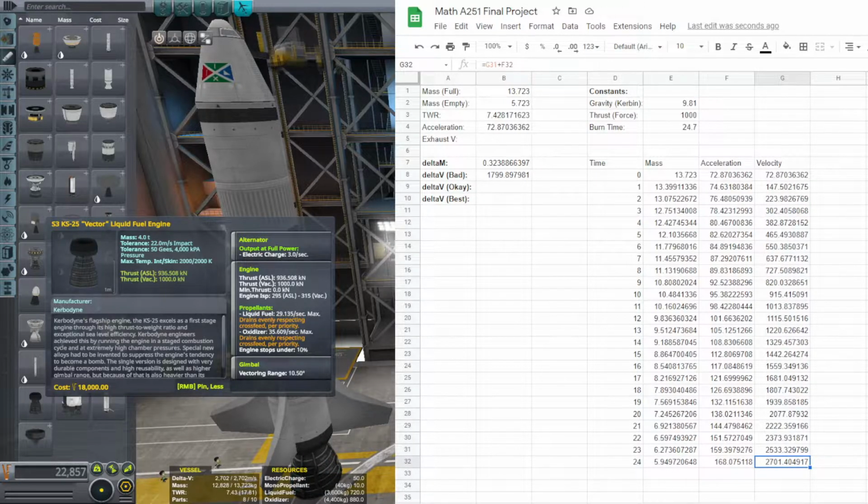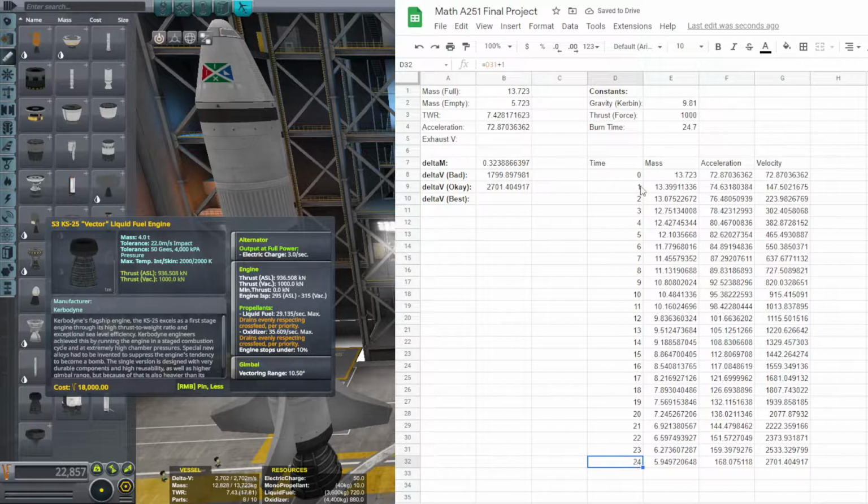2701.4, which, comparing to Kerbal Space Program, is pretty close. We have 27.02, we almost are there, we're off by 1. Of course, we'll never get a perfect value, but this value here is going to be our OK delta V. And why am I saying this is our OK delta V?